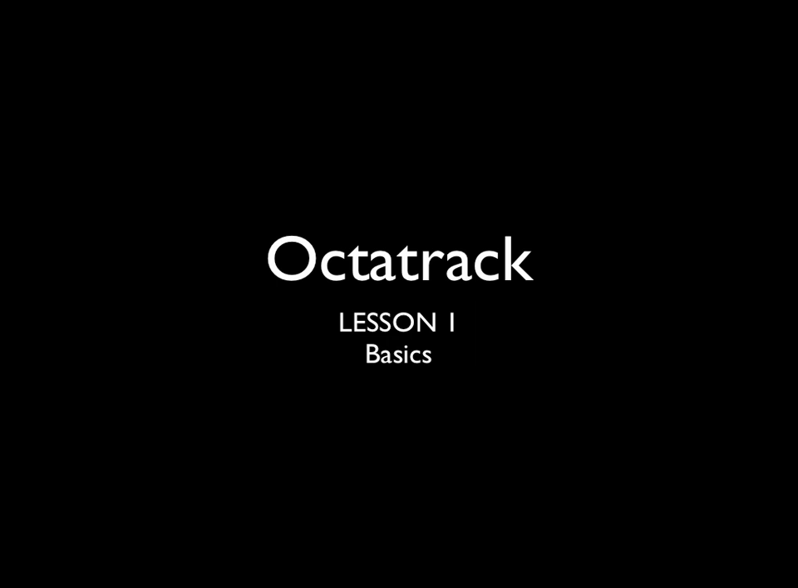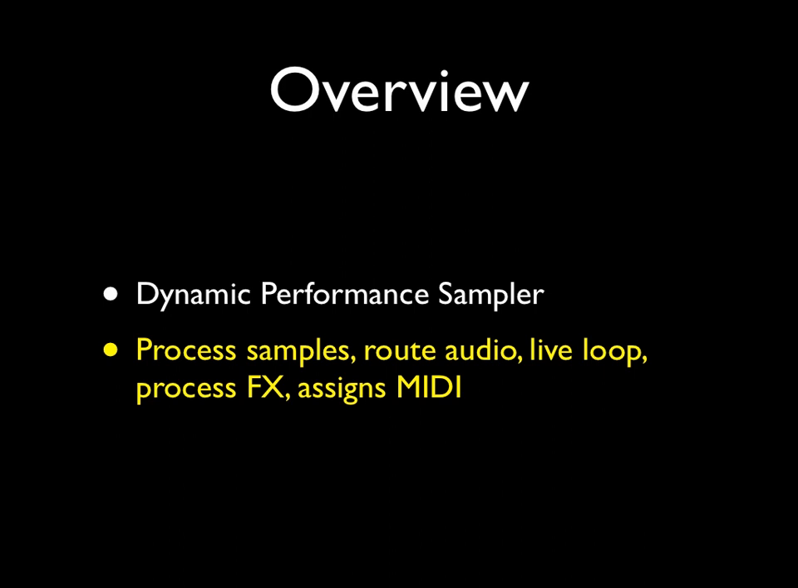In this first lesson of the Octatrack series, we're going to cover some of the basics of the machine. Let's start with an overview of its functions. The Octatrack is a dynamic performance sampler, which means it not only can process samples, but do so much more. The main task the Octatrack performs is processing samples, routing audio, so essentially acting as a mixer, capturing live loops, processing effects, and performing its many MIDI functions.